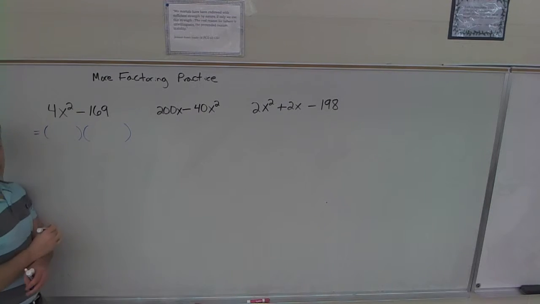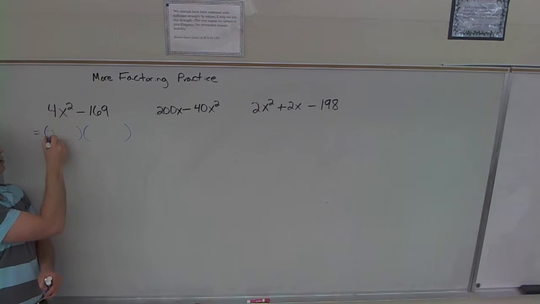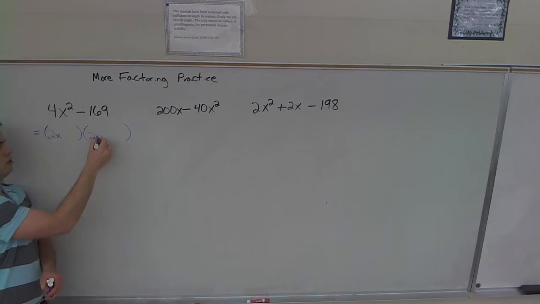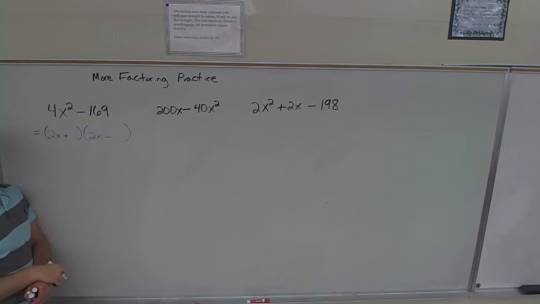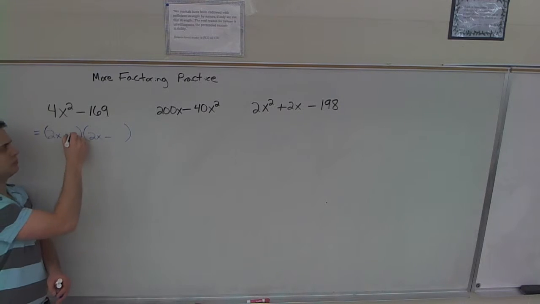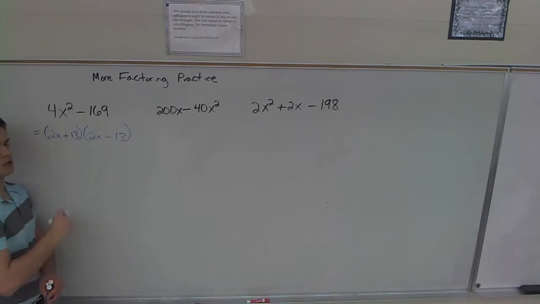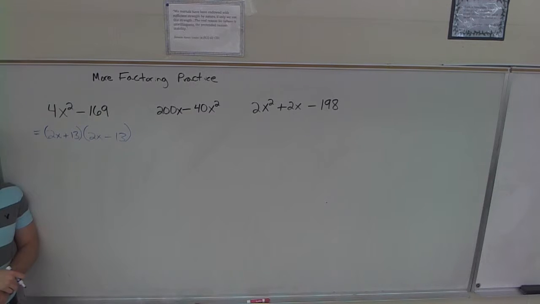So this is equal to, what's being squared here? 4. What's being squared to produce? 2x. Yep. The difference of squares we always have 1 plus, 1 minus, you pick which order. And what's being squared here? 169. What's being squared to create 169? That's 13 squared, I'm hoping you guys recognize.